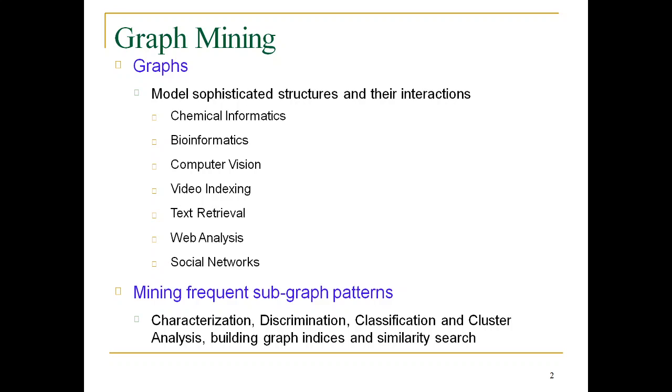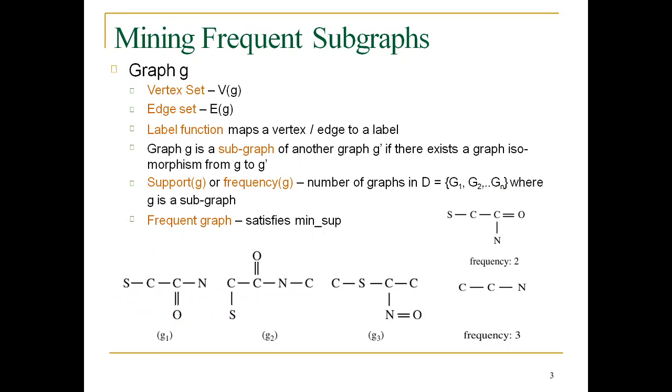Then coming to mining the frequent patterns. In graph mining, generally we use characterization, discrimination, and we can also use classification and clustering to build a particular graph and find out the similarity search between two graphs, that is, a graph and its subgraphs. So mining the frequent subgraphs. Whenever you take any graph, the graph consists of a set of vertices and edges.